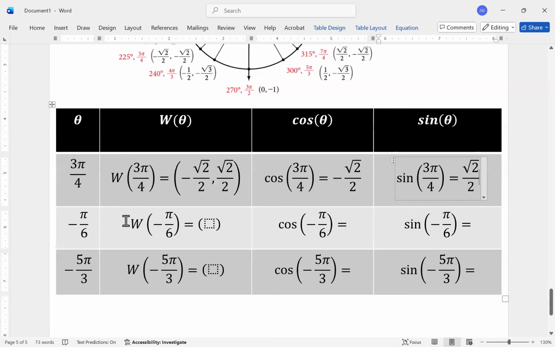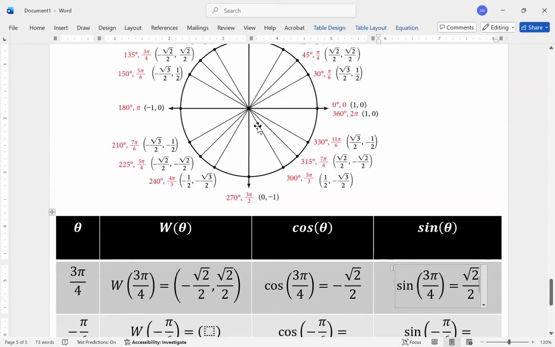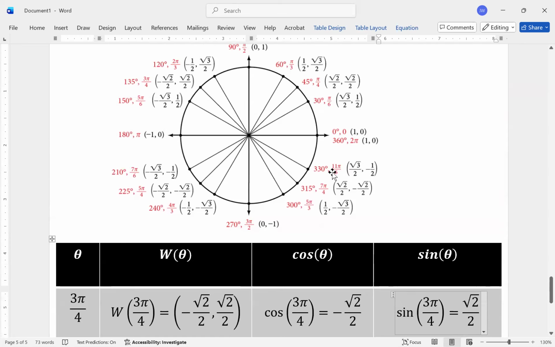Negative pi over 6 is not labeled on the diagram, but it is coterminal to one on the diagram. If we go pi over 6 in a clockwise direction, then we've gone to this angle here, which is labeled 11 pi over 6 radians on the diagram. So the x value is going to be positive root 3 over 2, and the y value is -1/2. In other words, pi over 6 projected across the x-axis gives us a negative pi over 6. And that just negates the y value of the point we get when we have pi over 6.